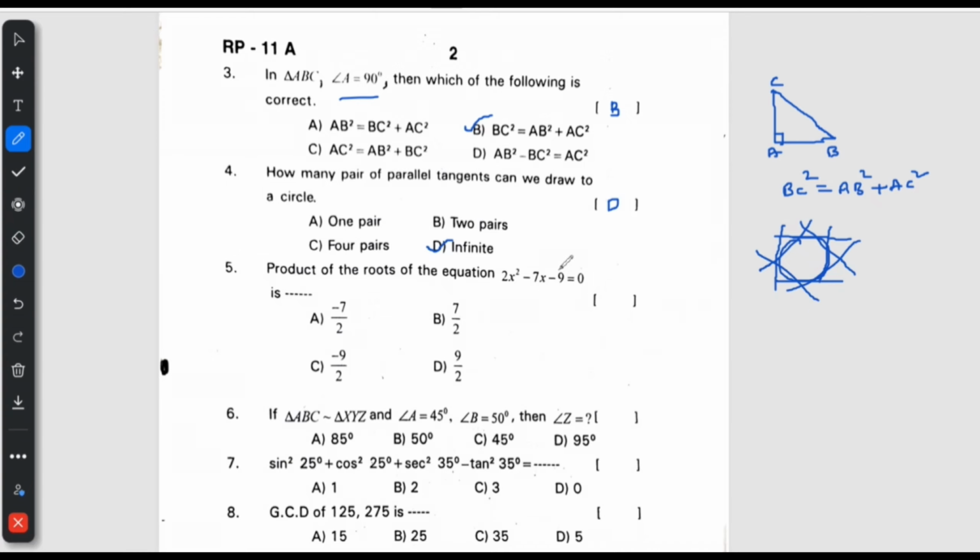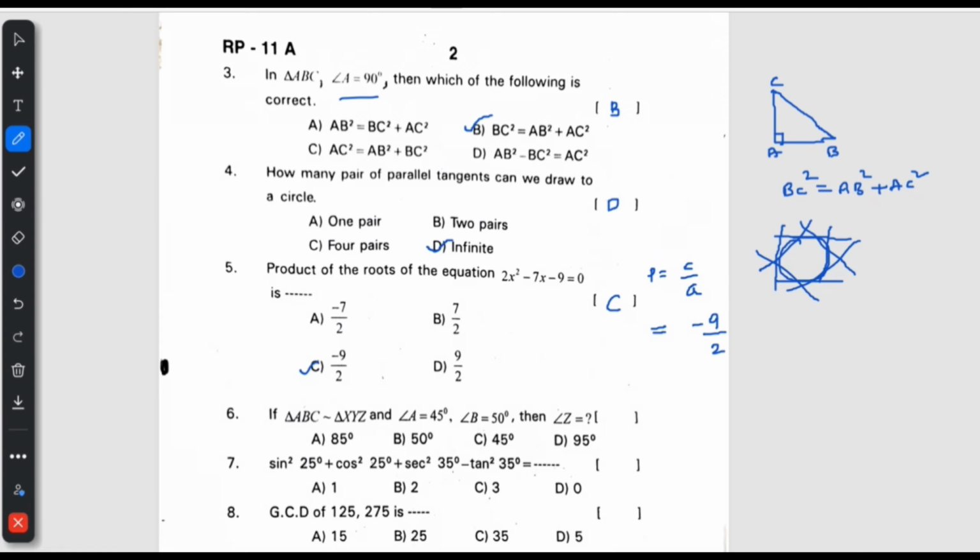So the next question: the product of roots of the equation 2x squared - 7x - 9 equals 0 is. The product of the roots is given by the formula c over a, that is the constant term over the coefficient of x squared, that is -9 over 2. The option is C.